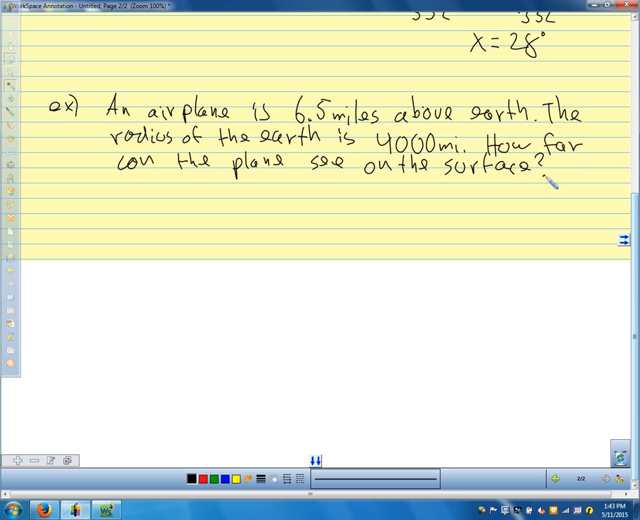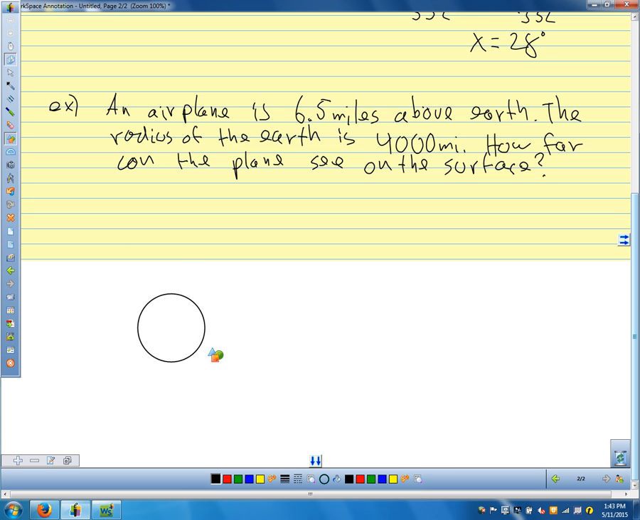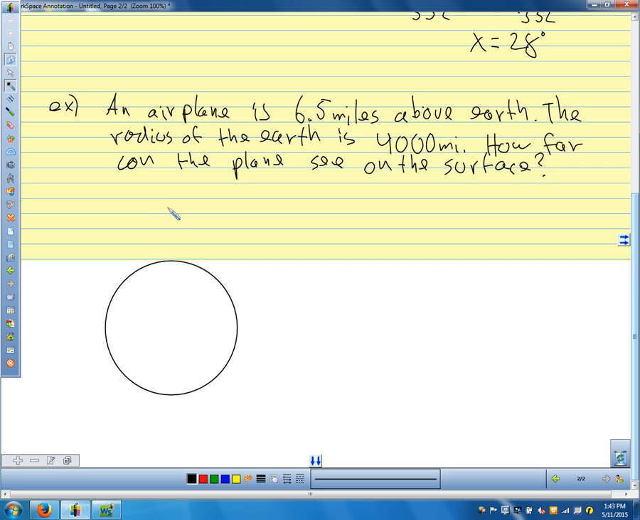So let's draw a picture to help us out. Here is my Earth, looking at the Earth from the side. Here is the airplane, and this distance here is 6.5 miles. We're going straight up 6.5 miles. That's how far above the surface of the Earth it is. And it wants to know how far can the plane see on the surface of the Earth.